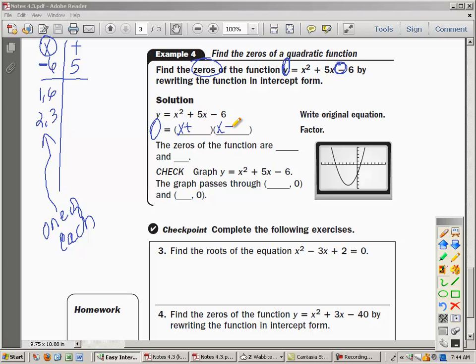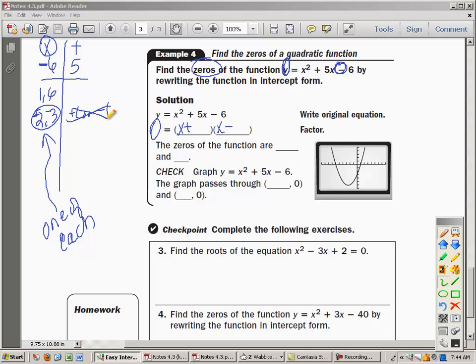Now I'm looking at 2 and 3 and saying, well, 2 plus 3 is equal to 5. But what if one was positive and one was negative? Well, I'm either going to get positive 1 or negative 1 if I switch the signs around, make this positive and this negative. So those two are not the right pairing.